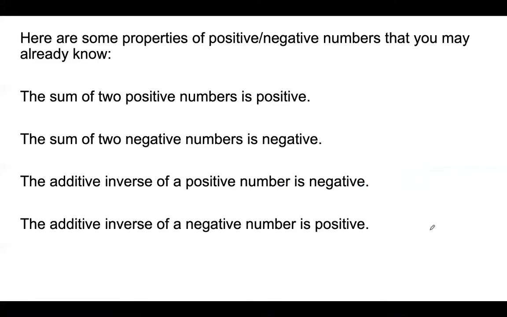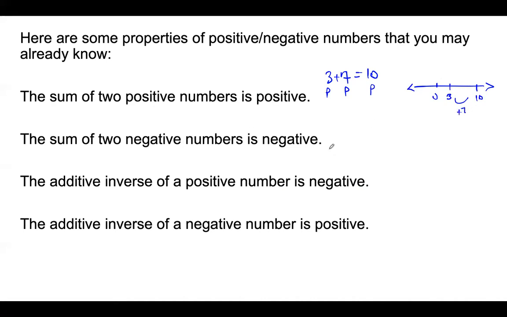Now, you already know some properties of positive and negative numbers, but let's go over them. The sum of two positive numbers, of course, is positive. So 3 plus 7 is going to be equal to 10. If you have a positive number and a positive number, you're going to get a positive number. And you can draw a little sketch of this. For example, if you have 3 and you add 7 to it, you're going to get 10 on the number line.